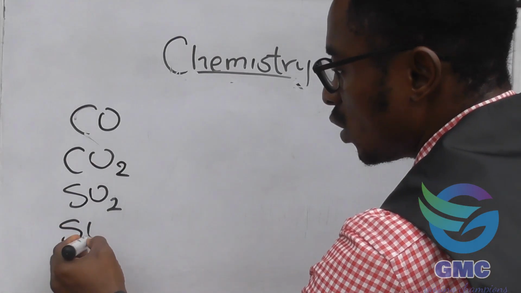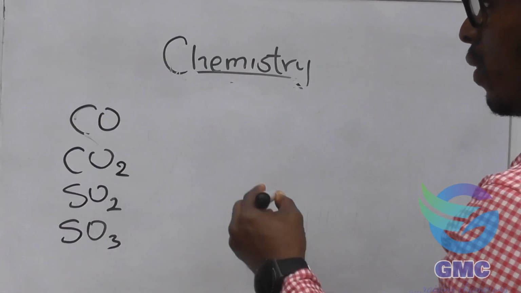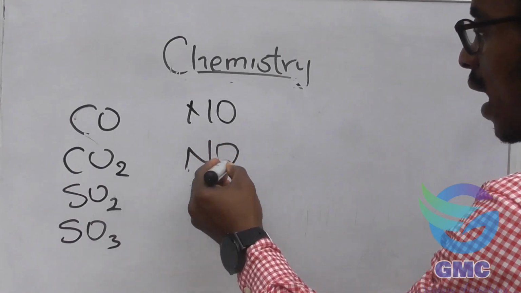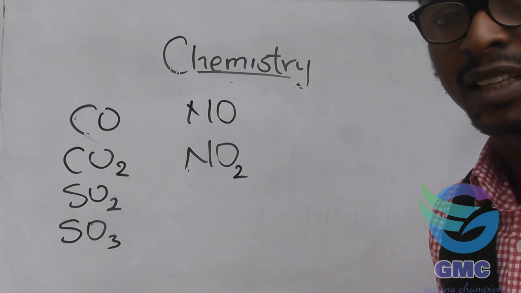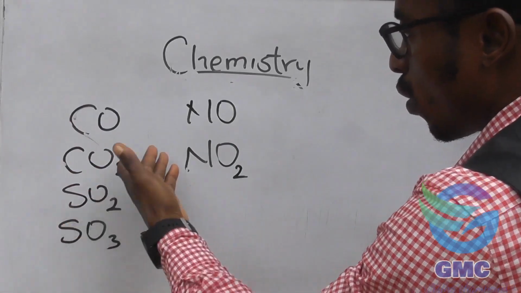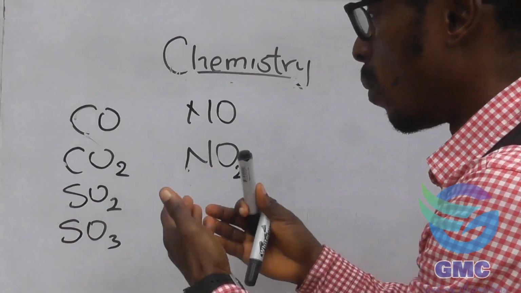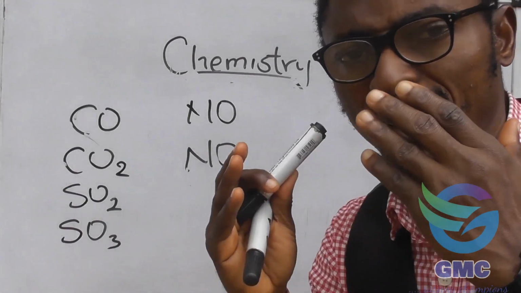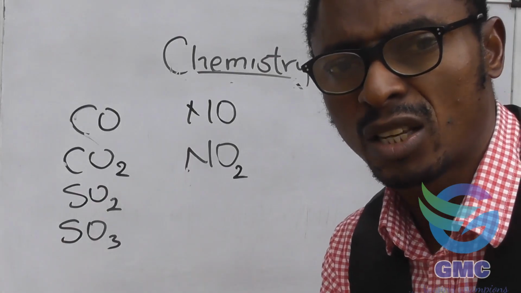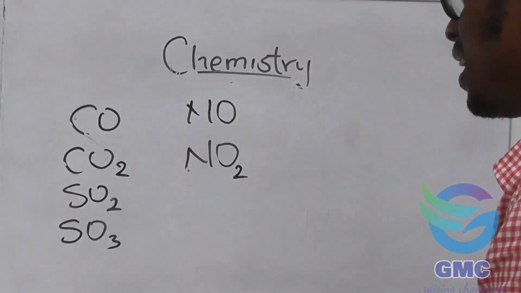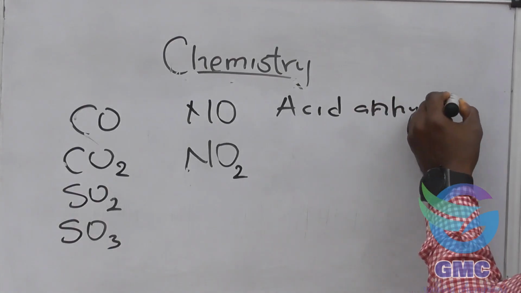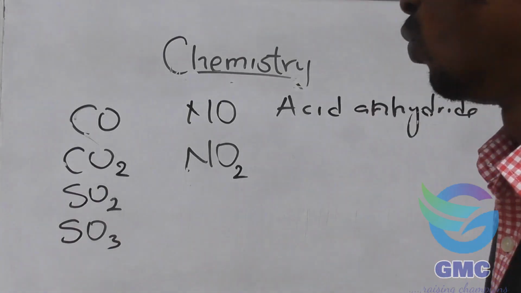SO2, sulfur 4 oxide, SO3, sulfur 6 oxide, NO, nitrogen monoxide, NO2, etc. So these are non-metals: carbon, sulfur, nitrogen. When they combine with oxygen, they produce gases, and these gases behave like acids when they are in water. So they are called acid anhydride. Acid anhydride means acid in which water molecule has been removed.